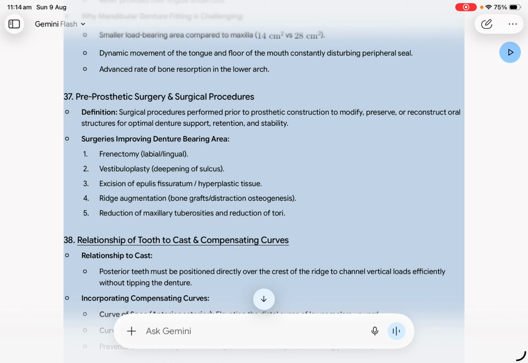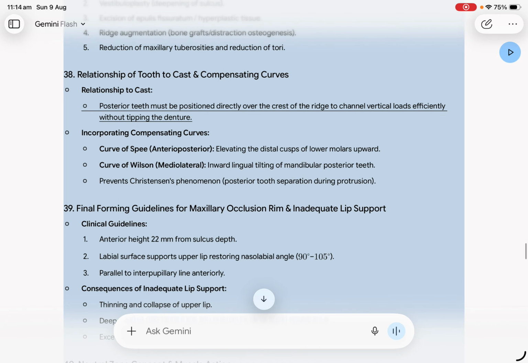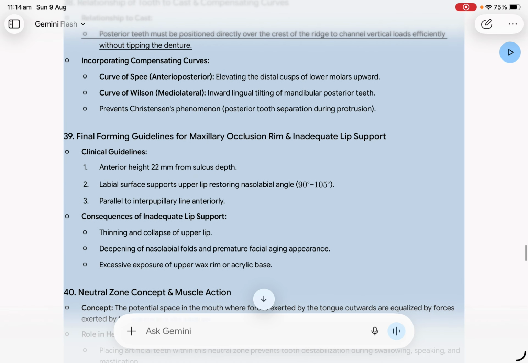38. Relationship of tooth to cast and compensating curves. Relationship to cast: posterior teeth must be positioned directly over the crest of the ridge to channel vertical loads efficiently without tipping the denture, incorporating compensating curves. Curve of Spee, anteroposterior, elevating the distal cusps of lower molars upward. Curve of Wilson, mediolateral, inward lingual tilting of mandibular posterior teeth, prevents Christensen's phenomenon, posterior tooth separation during protrusion.